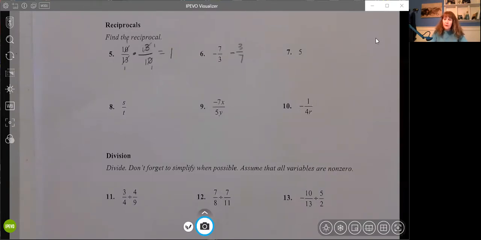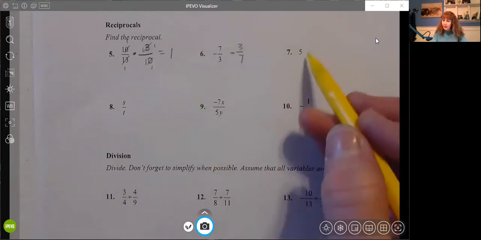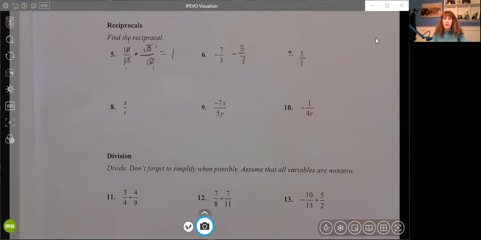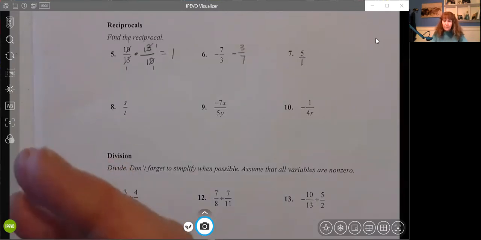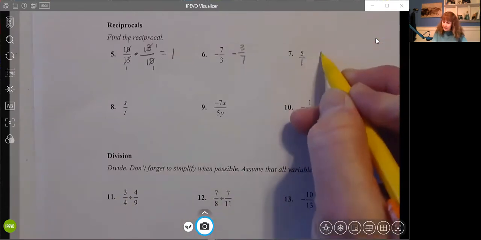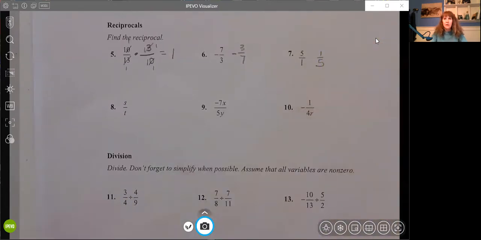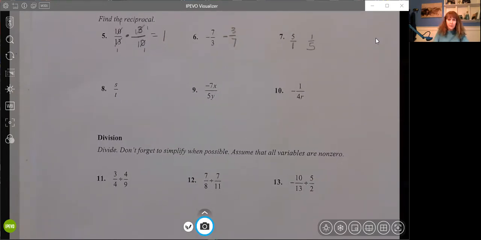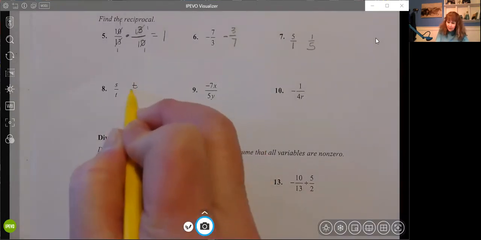What happens if you're given a whole number, like here on number 7, you have the number 5. To find its reciprocal, you just take 5 over 1. Put your whole numbers over 1. It could be a variable x or y, but you put them over 1, and then you find the reciprocal, 1/5. Just don't make this harder than it is. Let's look at number 8. The reciprocal of s over t is t over s.